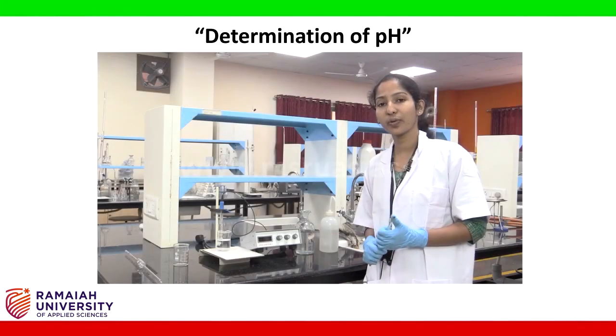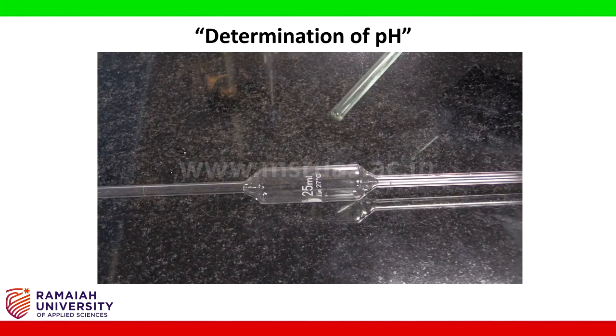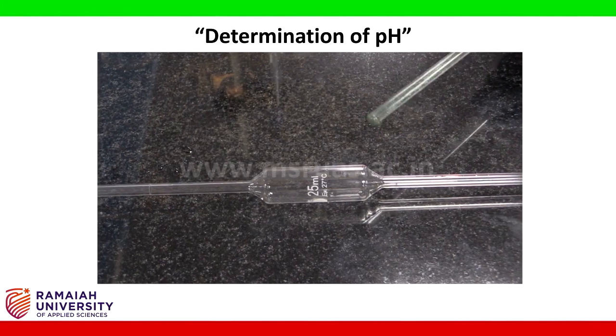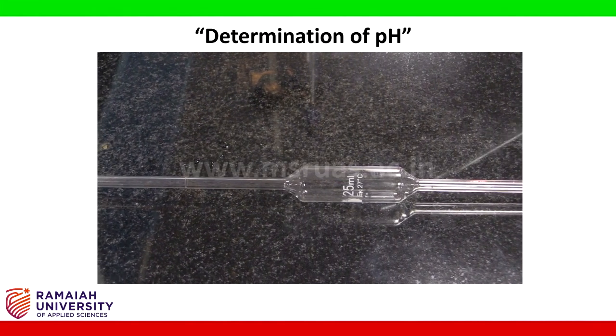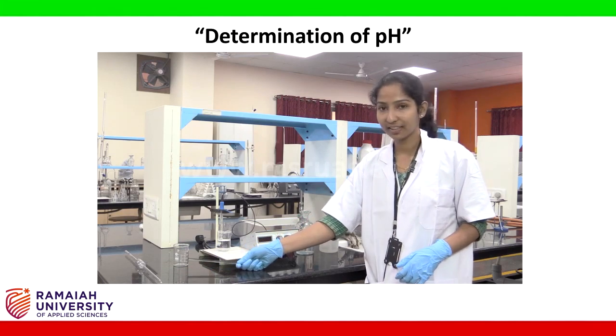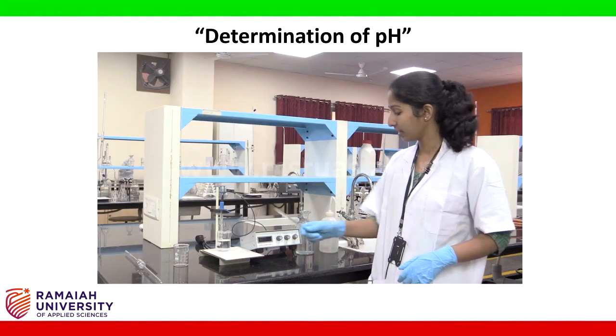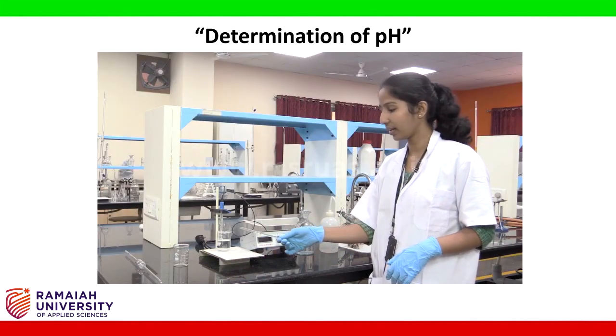The apparatus required for this experiment are 25 ml pipette. This is 25 ml pipette. This is used to transfer 25 ml of water sample into the beaker. 100 ml beaker. The sample to be tested is transferred into this beaker with the help of a pipette. Digital pH meter with glass electrode.